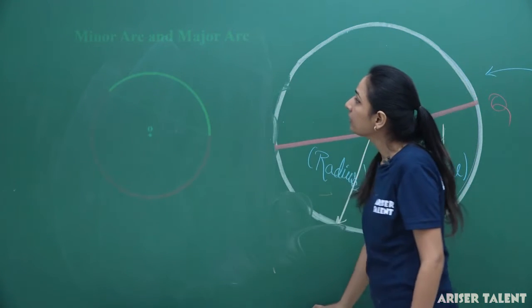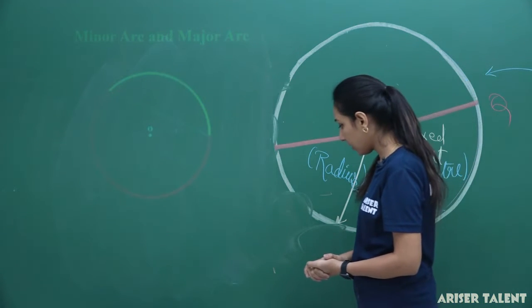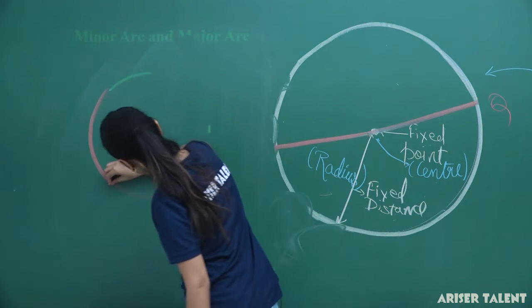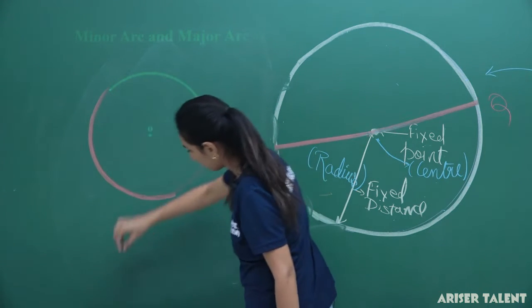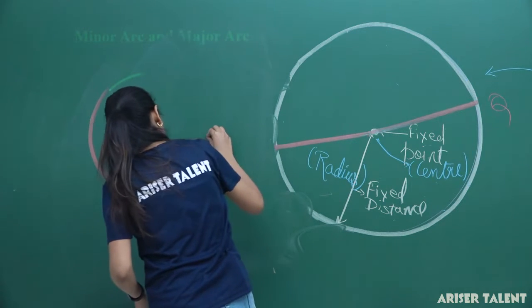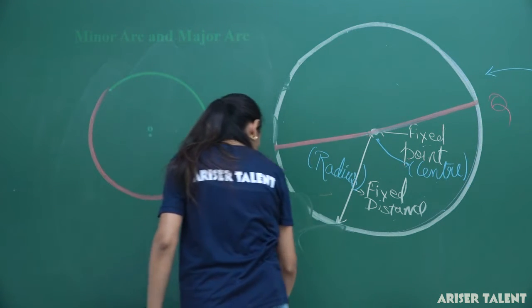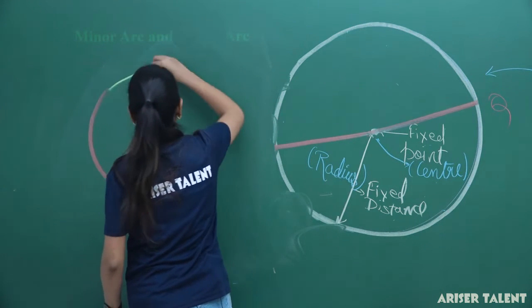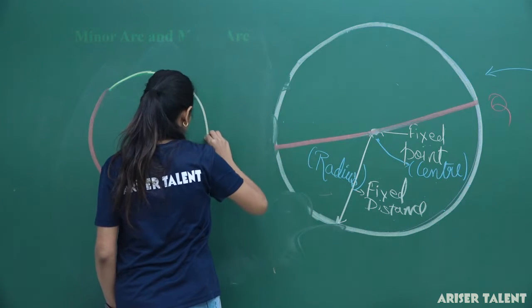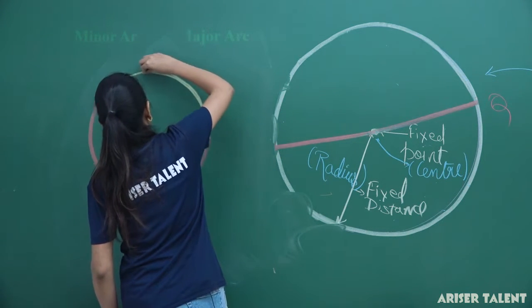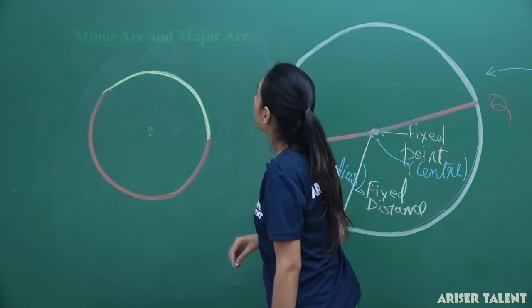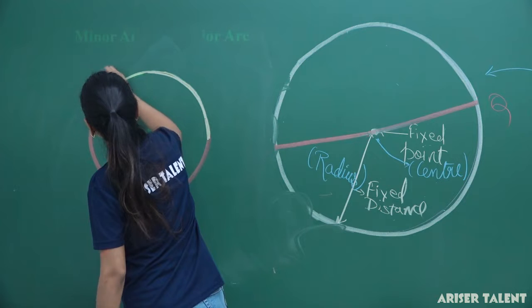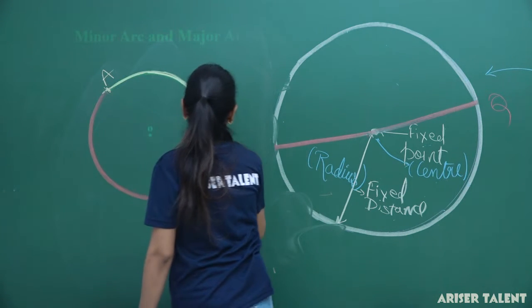Now, the minor arc and the major arc, because this is not very much visible. Okay, this is a circle, and I am drawing this circle in two colors. Why? Because I want to tell you something. Now, I have a point here, A, and let's suppose I have this point B here.